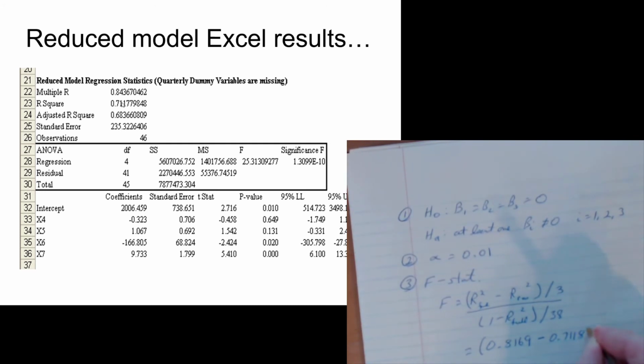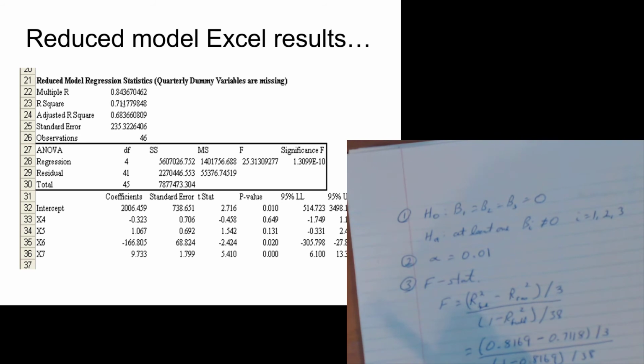7.7118. And that's divided by 3. And divided by 1 minus 0.8169. And that's divided by 38. I recommend doing the numerator separate from the denominator, just so there's no order of operations craziness going on. You hate to make a silly mistake. Anyway, you get about 7.275, give or take. Don't get into too much of a panic if you're out by a little bit on the thousandths place. If you're much lower than 7.2, much higher than 7.3, then we can start to get concerned.